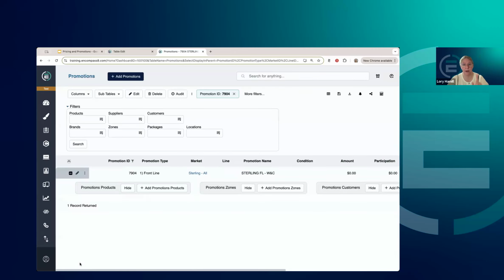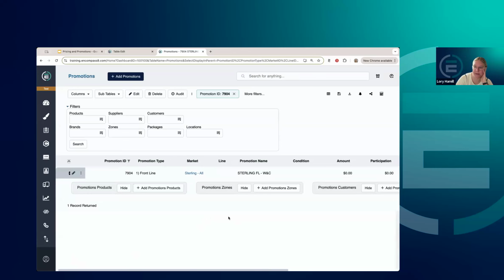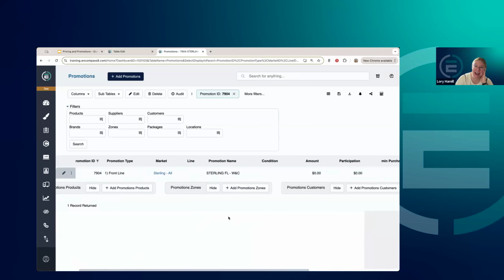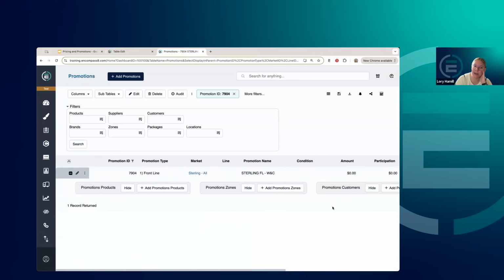Now at this point, I have created my front line. It applies to my Sterling location and a promotion zone that I've selected. So my market has both a promotion zone and a location on it. Those are not things that I'm going to need to add here as subtable records. And because I'm using promotion zones, not individual customers, I'm also not going to be adding promotions customers directly here. What I will be doing, though, is adding promotions products. And I decided that when I was setting up the line because my seltzer products have different participation than my beer products do.